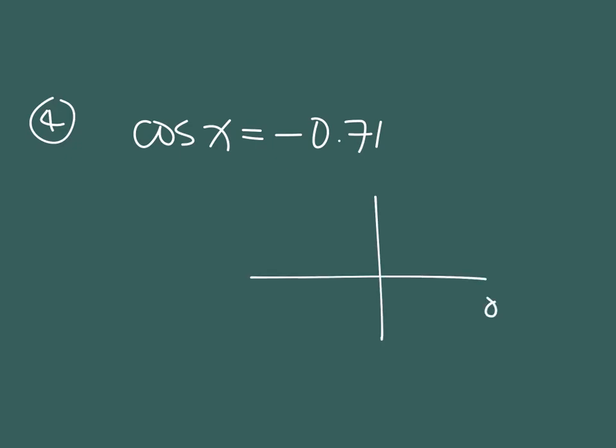So suppose we have number 4, cosine of x is equal to negative 0.71. So negative 0.71 is not a special value. It will not come from 45, 30, or 60. Even remember the quadrantal angles? The 0, 90, 180, 270. Okay, you will not get 0.71 or negative 0.71 from those angles.